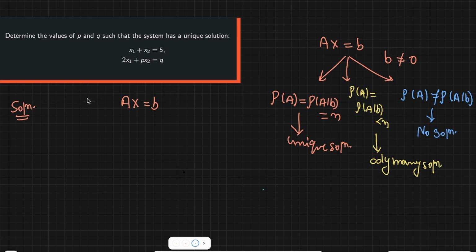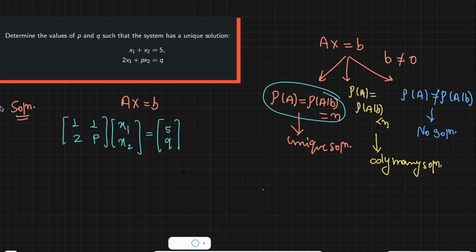So first of all, what is given? The matrix 1 1, 2 p, with x1 and x2, and the right side 5 and q. Here n is nothing but the number of variables. So find out the condition for a unique solution. It means you have to find the condition on p and q for which the rank of A should be equal to the rank of AB, which is equal to n. Here n is equal to 2.